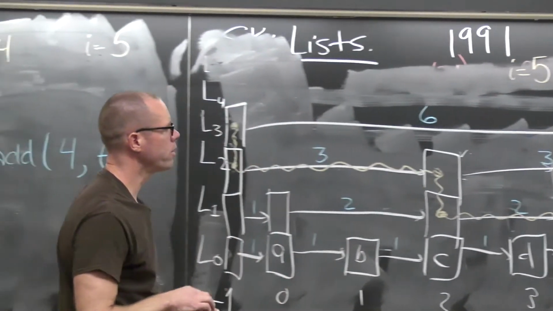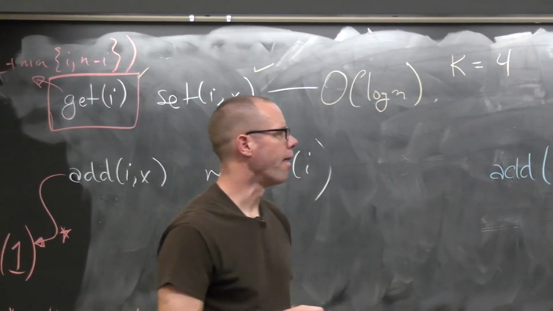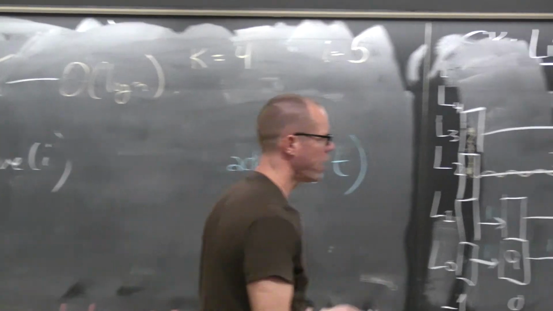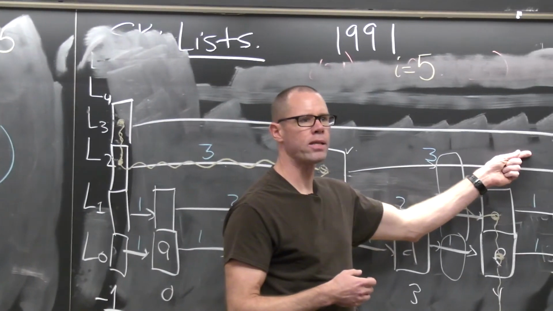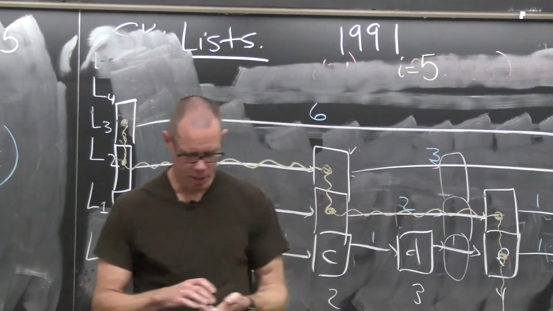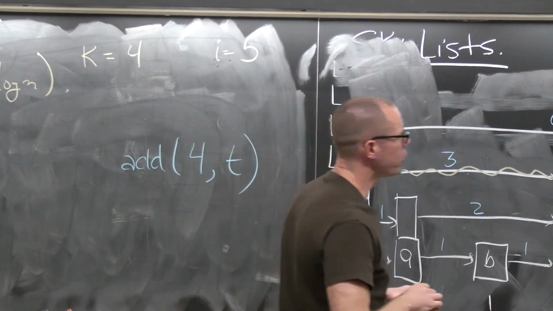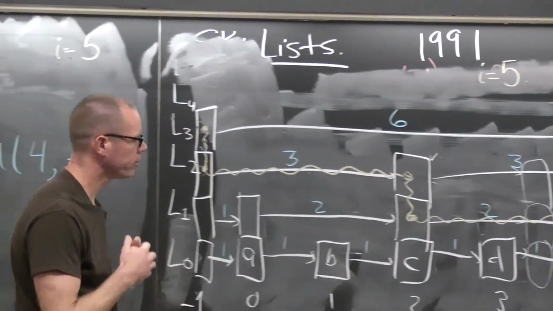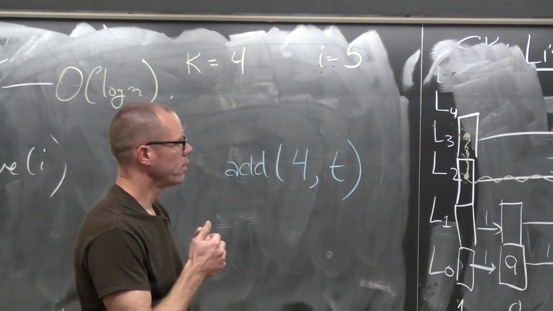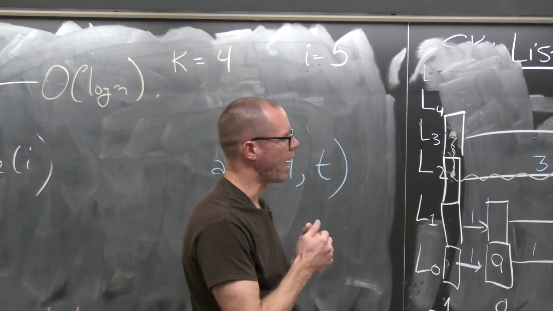Is there anything else we need to worry about? Yeah. So all of this working relies on the edges having lengths associated with them. So when we splice this new node in here, that's going to change those lengths of some of those edges. So how do we deal with that?